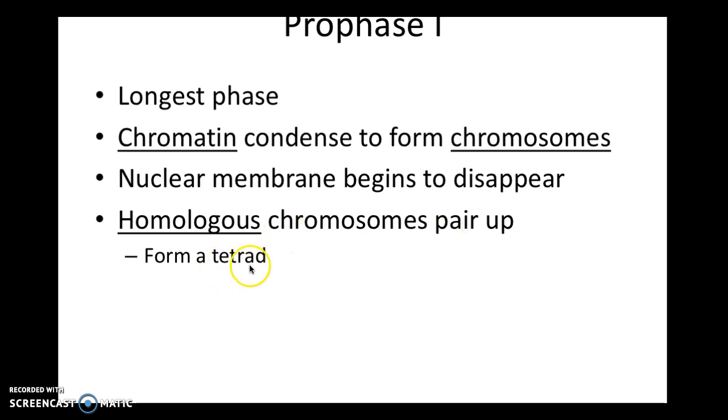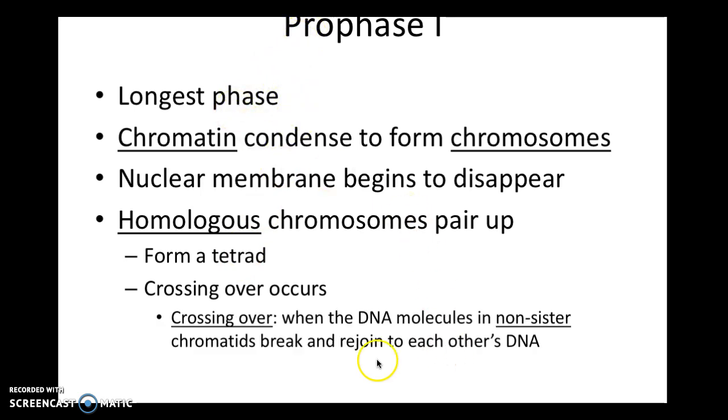Okay, tetra means 4. So that means that the 4 sister chromatids, and I have a picture coming up, are going to be joining together, so you have 4 total chromatids. Something called crossing over is going to occur, which is extremely important. It takes a long time, which is why prophase is the longest phase. So non-sister chromatids break and rejoin each other's DNA. I have a picture, so don't slow your roll.